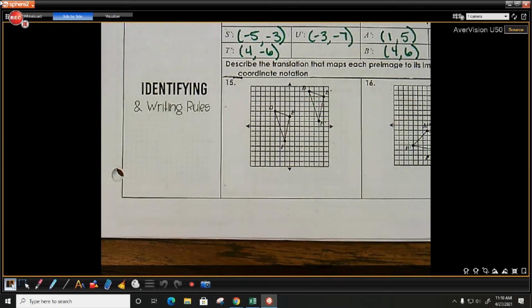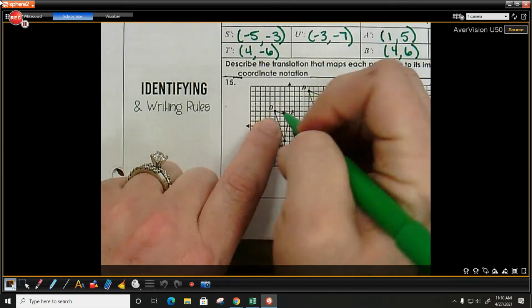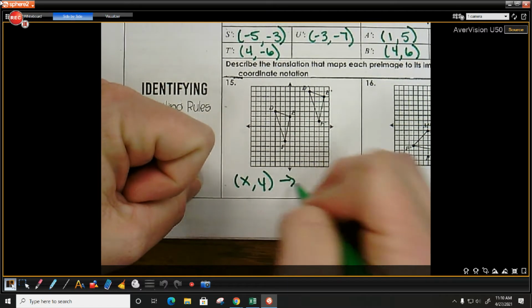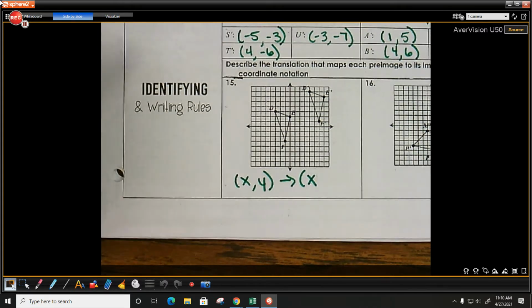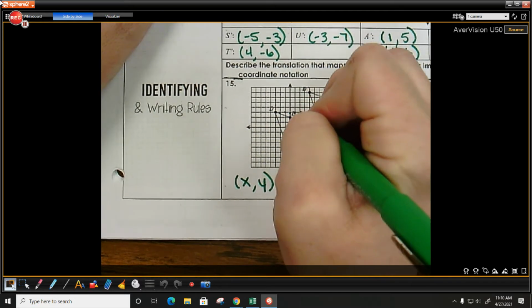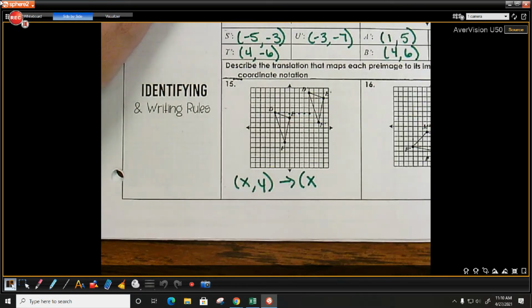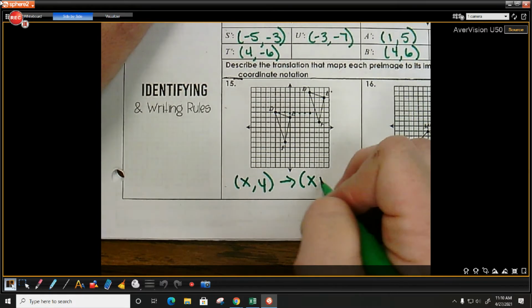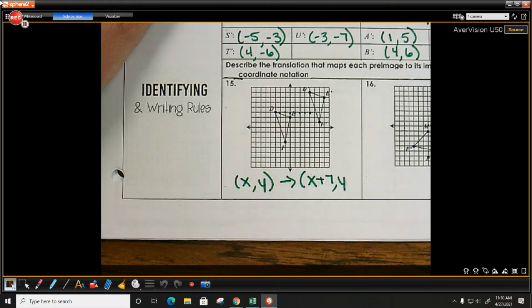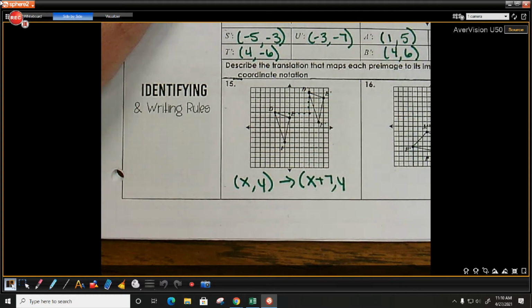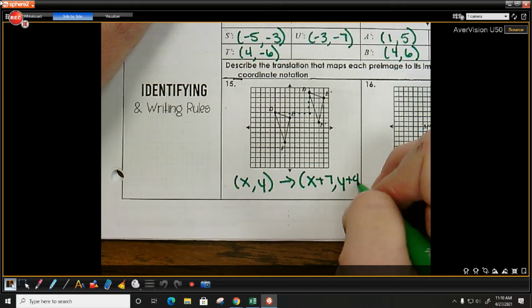D. Okay, so D. My rule's going to be XY becomes X. What am I doing with my X value? It went 7 to the right. So if you go 7 to the right, you are adding 7. Then the Y is going up 4, meaning what? Plus 4. There's your rule.